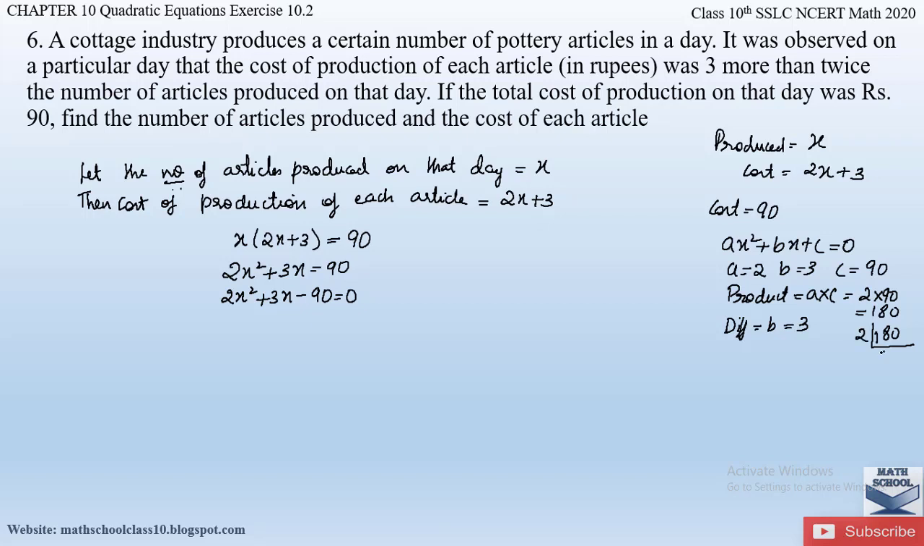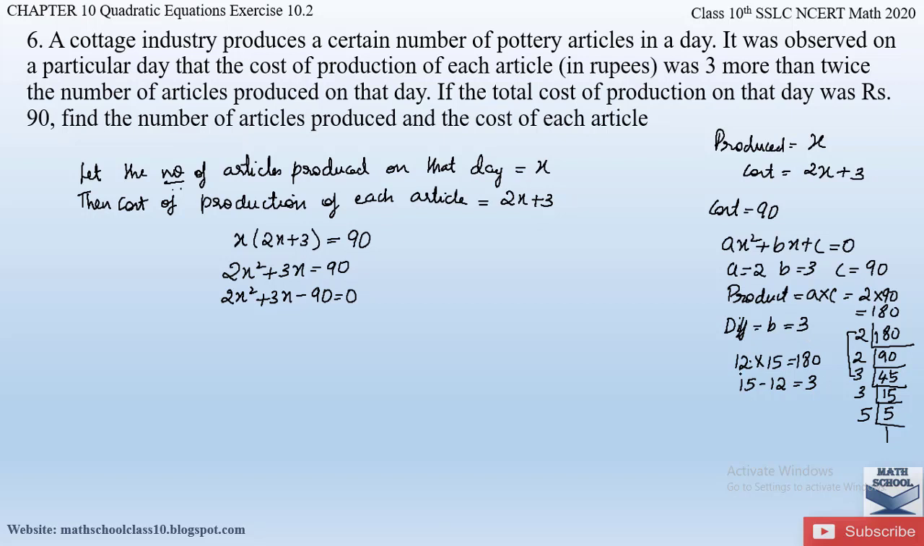So 2 9s are 18, 0, 2 4s are 8 and 2 5s are 10. Then 3 1s are 3, 3 5s are 15 and 5 1 times. So we have to group them in such a way that we get a difference of 3. So let us group in this manner. 2 into 2 is 4, 4 3s are 12. So 12 and 5 3s are 15, or 12 into 15 is equal to 180 and 15 minus 12 is equal to 3. We got the difference.